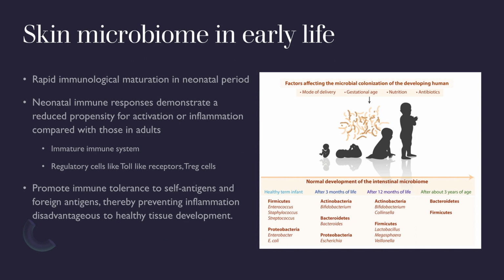So if you remember the hygiene hypothesis that came about some time ago, this is quite in keeping with that as well. We believe that there are more atopic conditions now, also because we are more aware of it, and also because we live in a more sterile and clean environment. Okay? So this promotes immune tolerance to self-antigens and foreign antigens, thereby preventing inflammation and disadvantages to healthy tissue development. Okay?